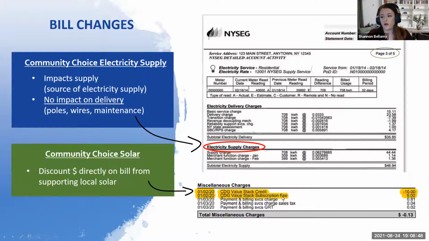But the new change with community choice solar is you would start to see those savings directly applied to your bill. It would look something like this with the CDG value stack credit and subscription fee. While there's 2 charges, it's still an overall savings. So that's where you would see that change on the bill.